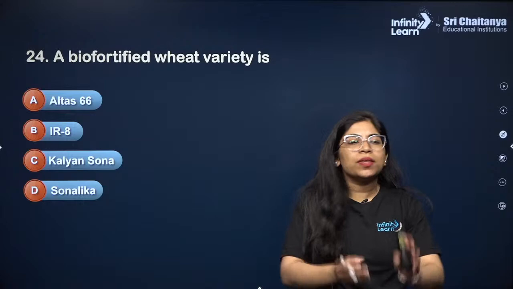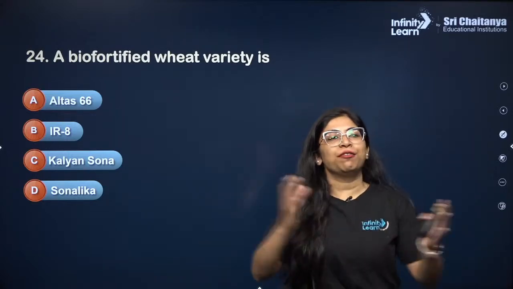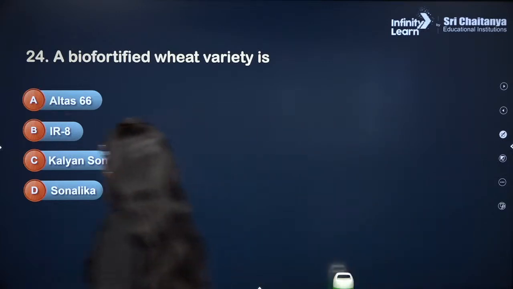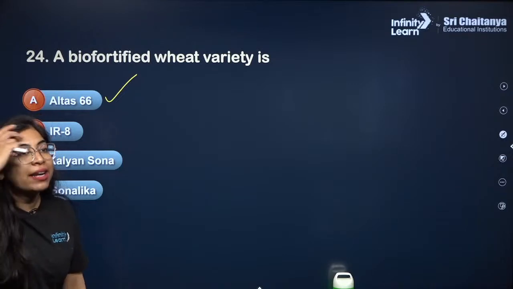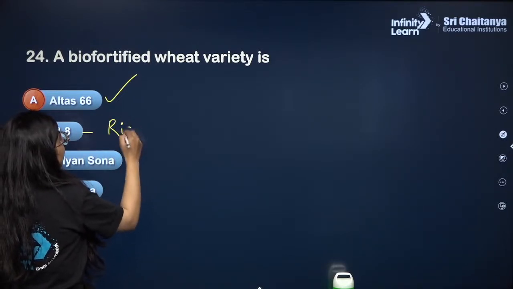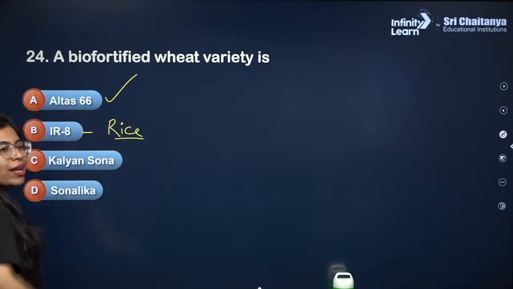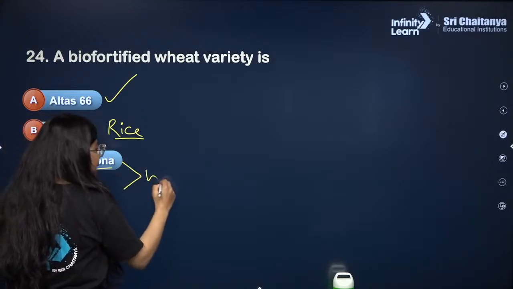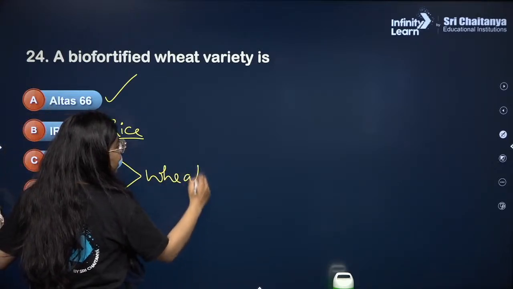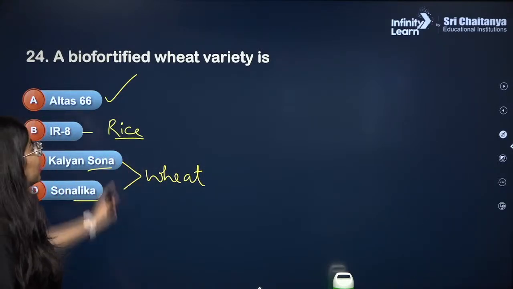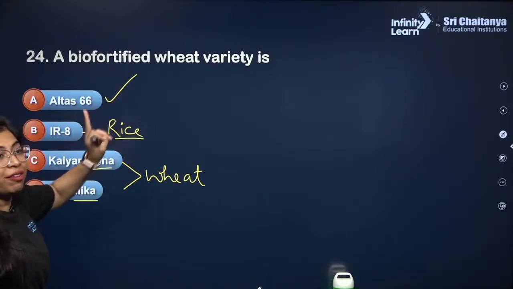The questions are very simple. It's just that we have a lot to cover, so we miss on things. Bacha Patti, the answer to this question is option number A. Very good, Mamtha. Why? Because I know that IR is a variety of rice, which is a semi-dwarf variety. Kalyan Sona and Sonalika, yes, they are varieties of wheat, but they are disease-resistant varieties. They are not the biofortified varieties.